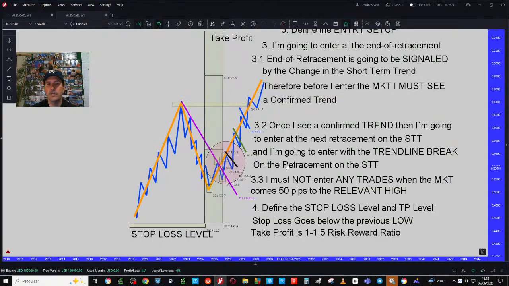And then we go here, and once I see a confirmed trend, then I'm going to enter the next retracement on the shortened trend. And I'm going to enter with the trend line break on the retracement on the shortened trend. I must not enter any trades when the market comes 50 pips to the relevant high or low, in this case. So stop loss goes above, right?